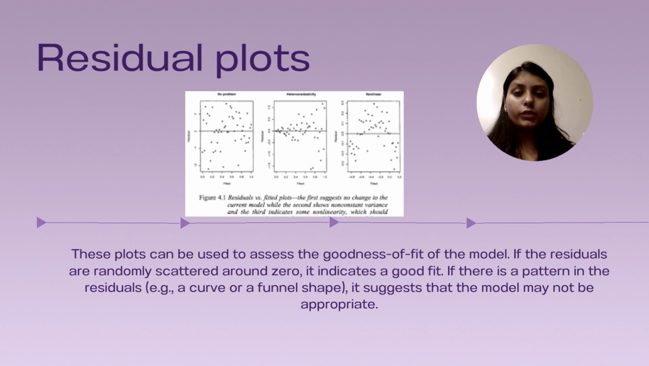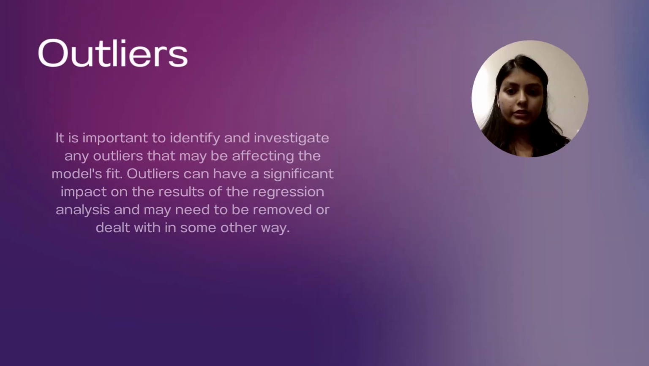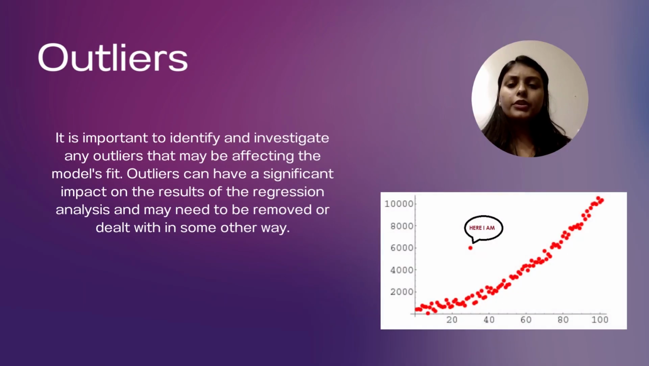Next, we have residual plots. These plots can be used to assess the goodness of fit of the model. If the residuals are randomly scattered around zero, it indicates a good fit. If there is a pattern in the residuals, it suggests that the model may not be appropriate. Outliers. It is important to identify and investigate any outliers that may be affecting the model's fit. Outliers can have a significant impact on the results of the regression analysis and may need to be removed or dealt with in some other way.